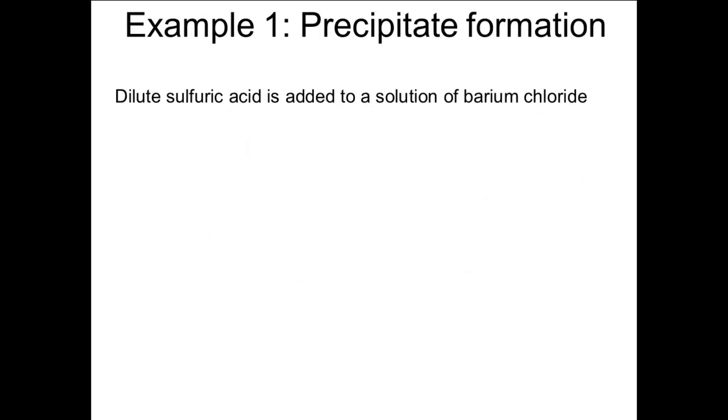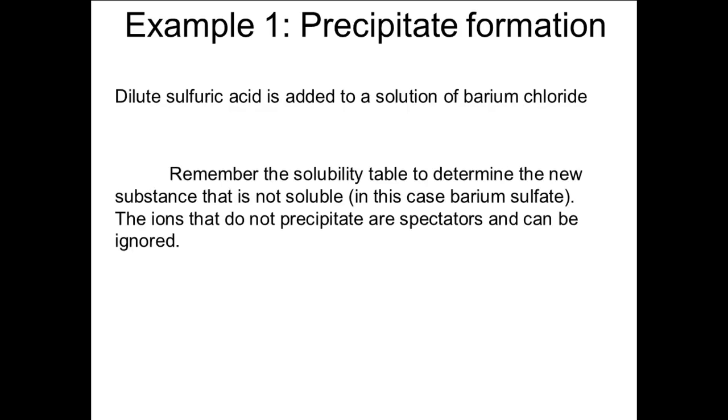Example 1. Precipitate formation. Dilute sulfuric acid is added to a solution of barium chloride. Remember the solubility rules to be able to figure out which of the possible products is not soluble. Here is the reaction.